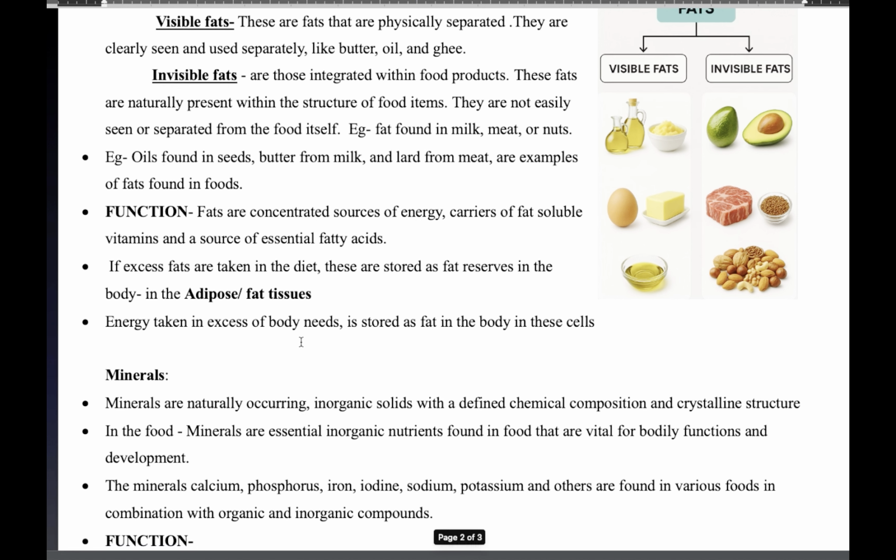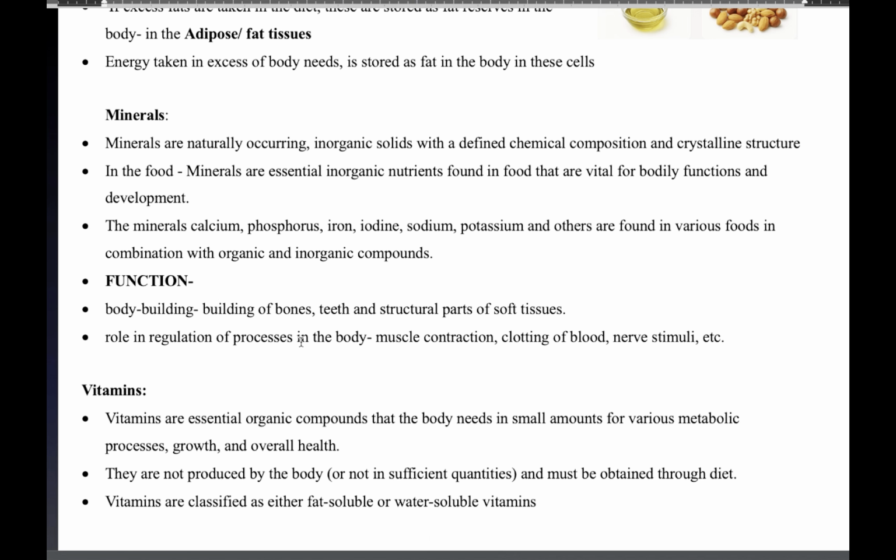Okay, so the next one would be minerals. We know that these are inorganic solids. Okay, inorganic ആയിട്ടുള്ള സാധനങ്ങളാണ് minerals, and it has crystalline structures etc. In the food it is seen as inorganic nutrients.